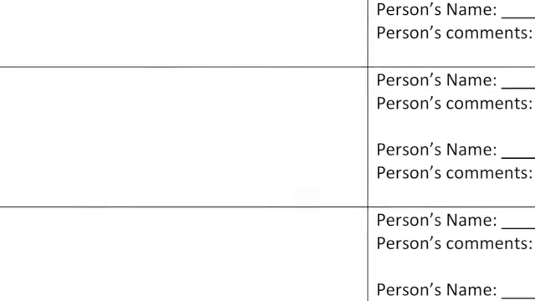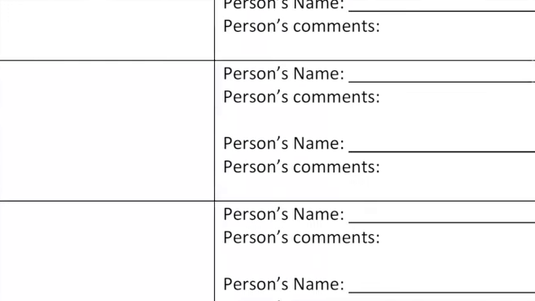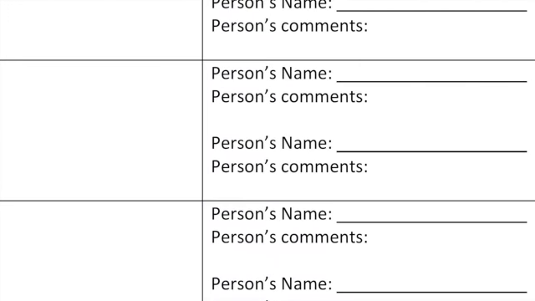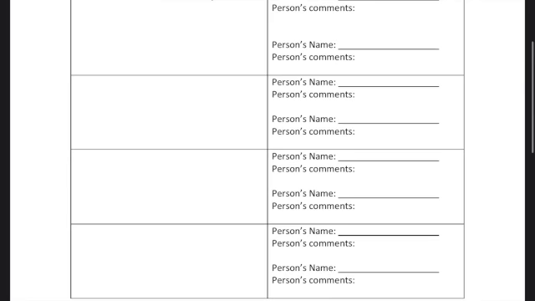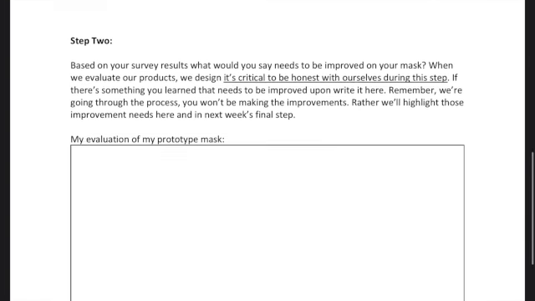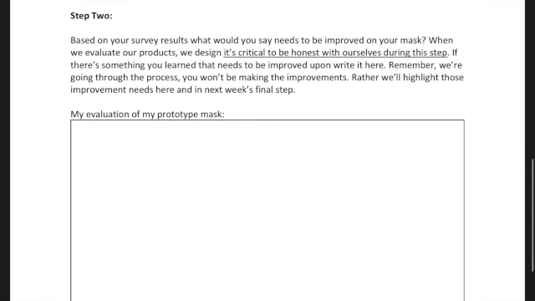Then you're going to write your second question in here, and ask the person that question. Same thing with the other 3 blanks that we have here. Make sure that you get these questions answered. Then once you do that, you're going to go to step number 2.